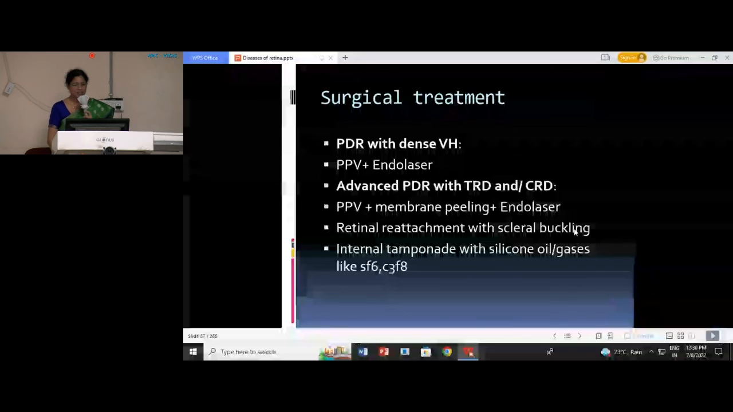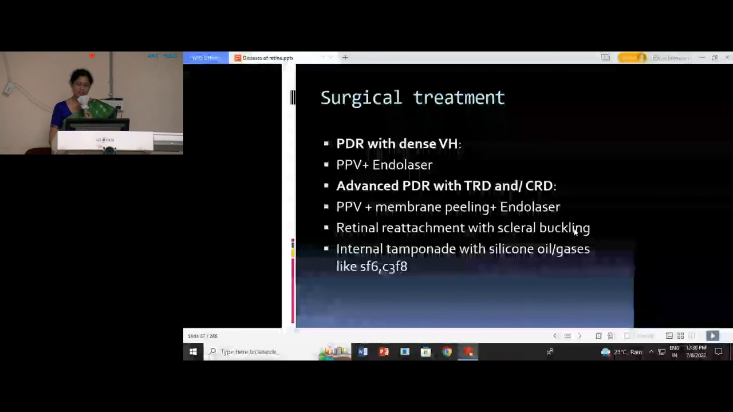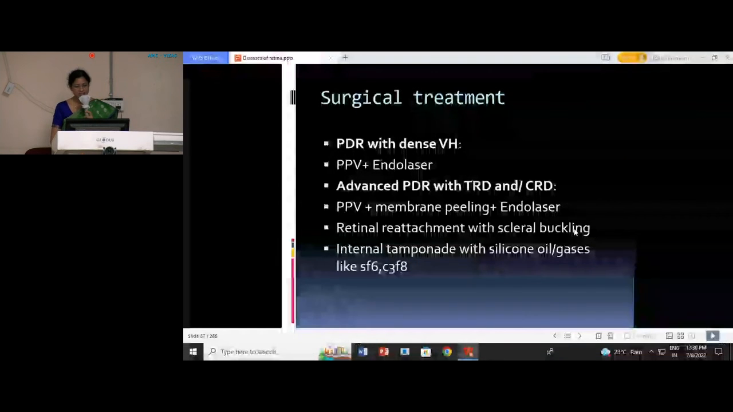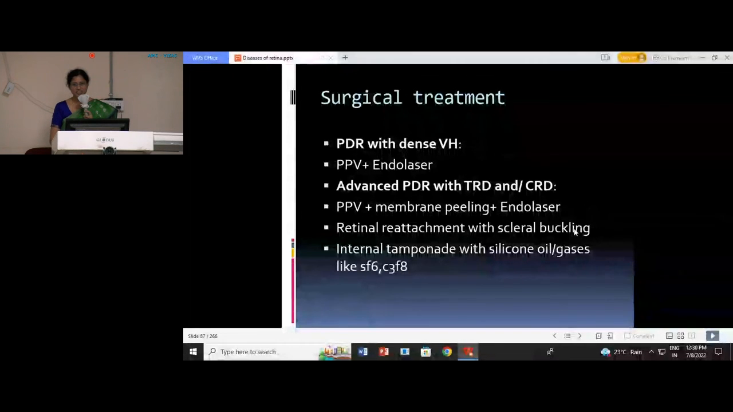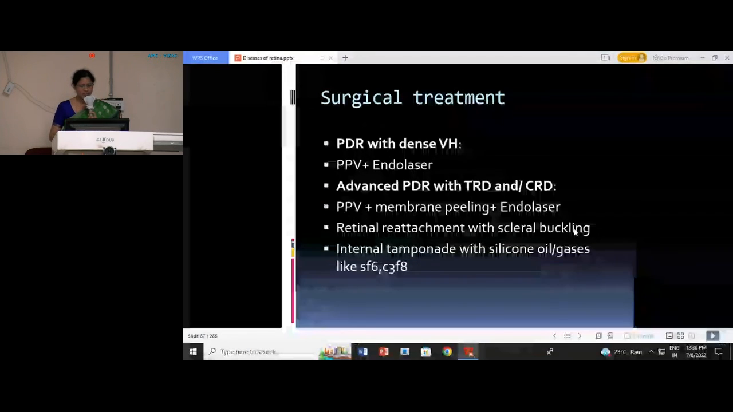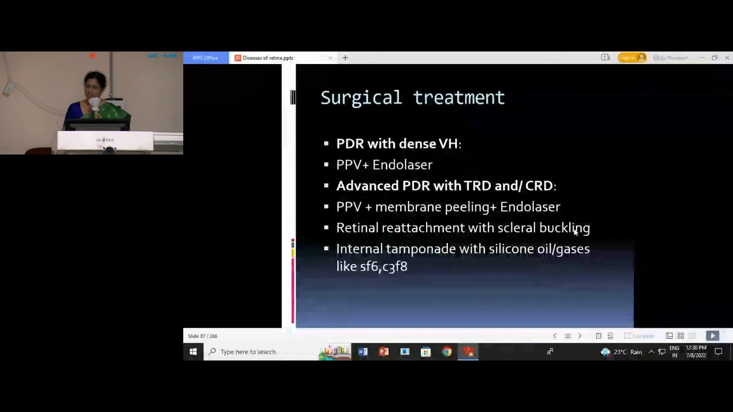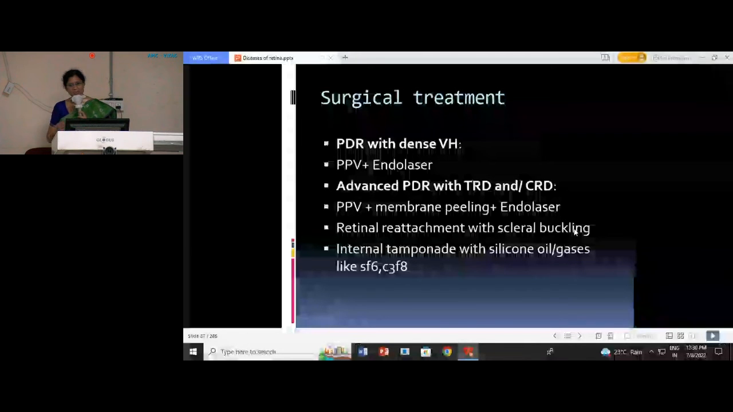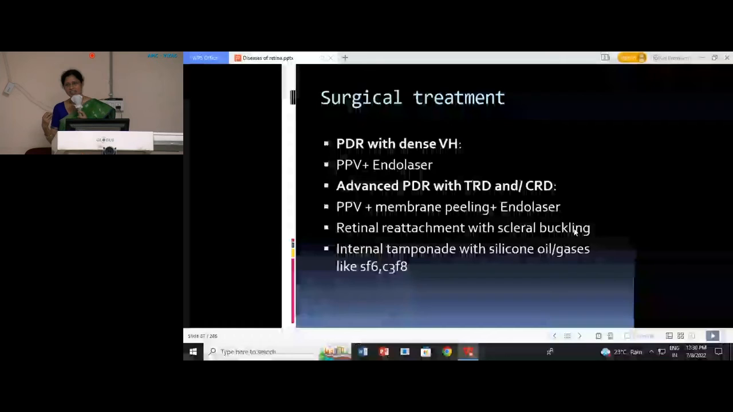So the surgical treatment is indicated for proliferative diabetic retinopathy when there is a dense vitreous hemorrhage. So we do the pars plana vitrectomy, which means we remove the vitreous along with the hemorrhage, and then we do the endolaser. For advanced PDR with tractional retinal detachment and combined retinal detachment, we do pars plana vitrectomy plus membrane peeling. Because what is the cause for tractional retinal detachment?